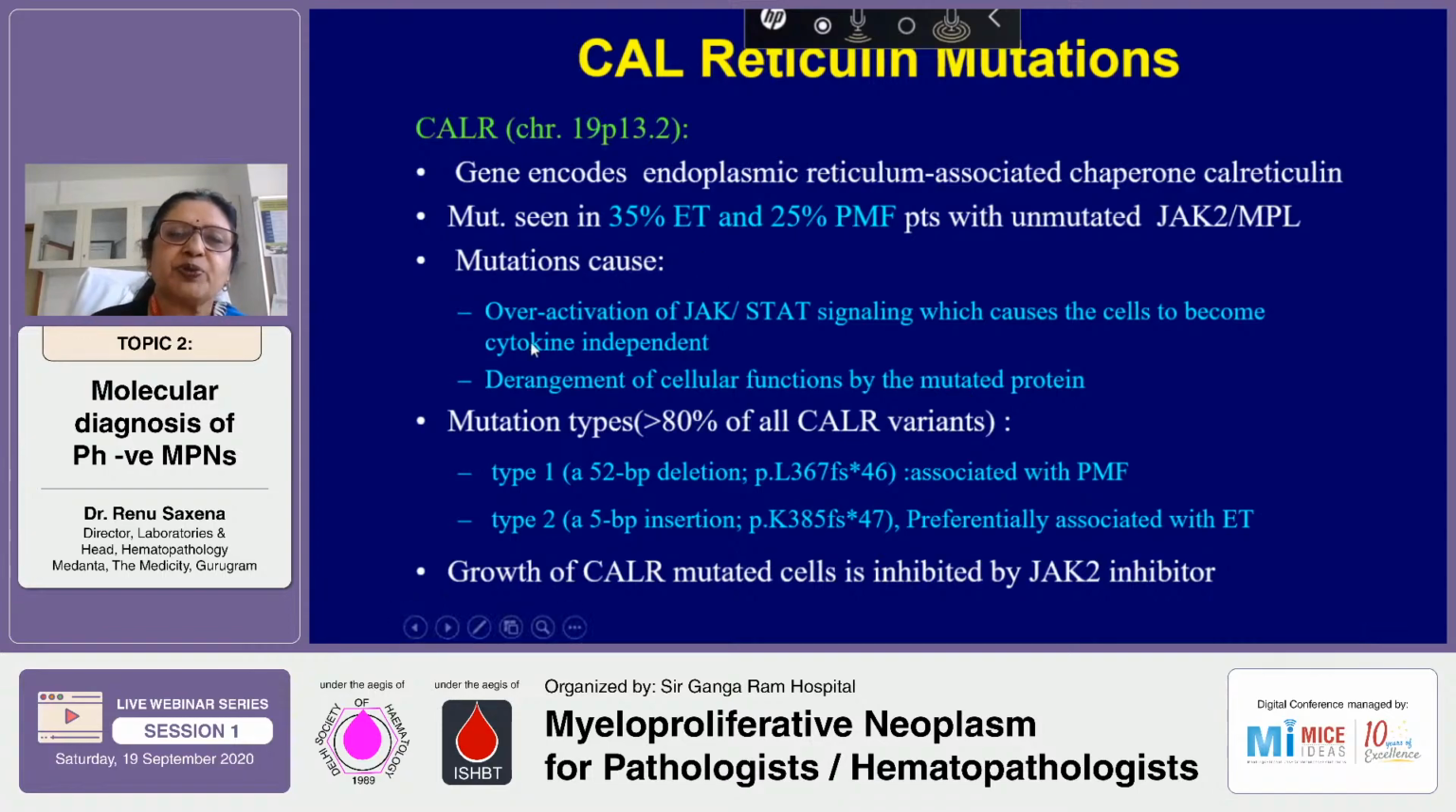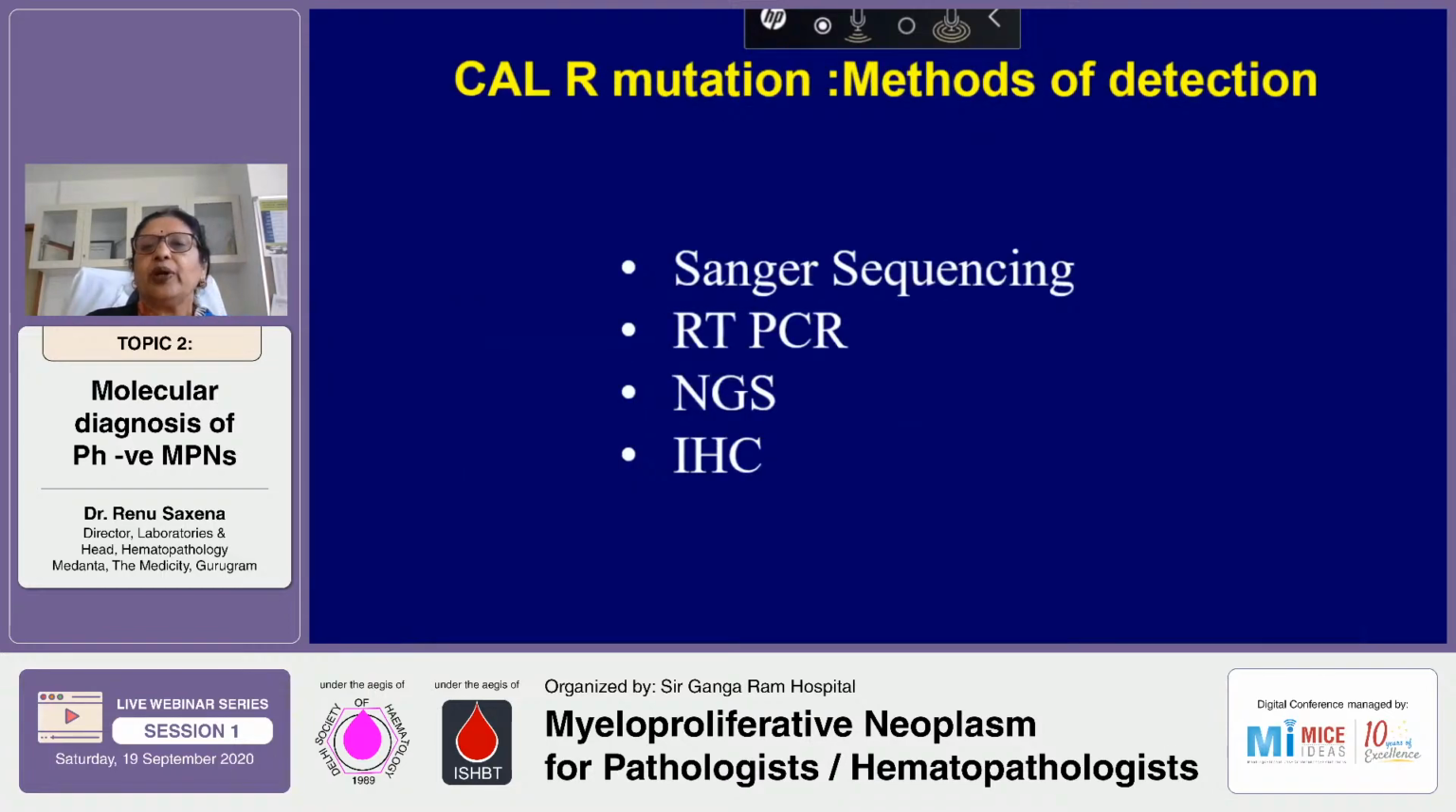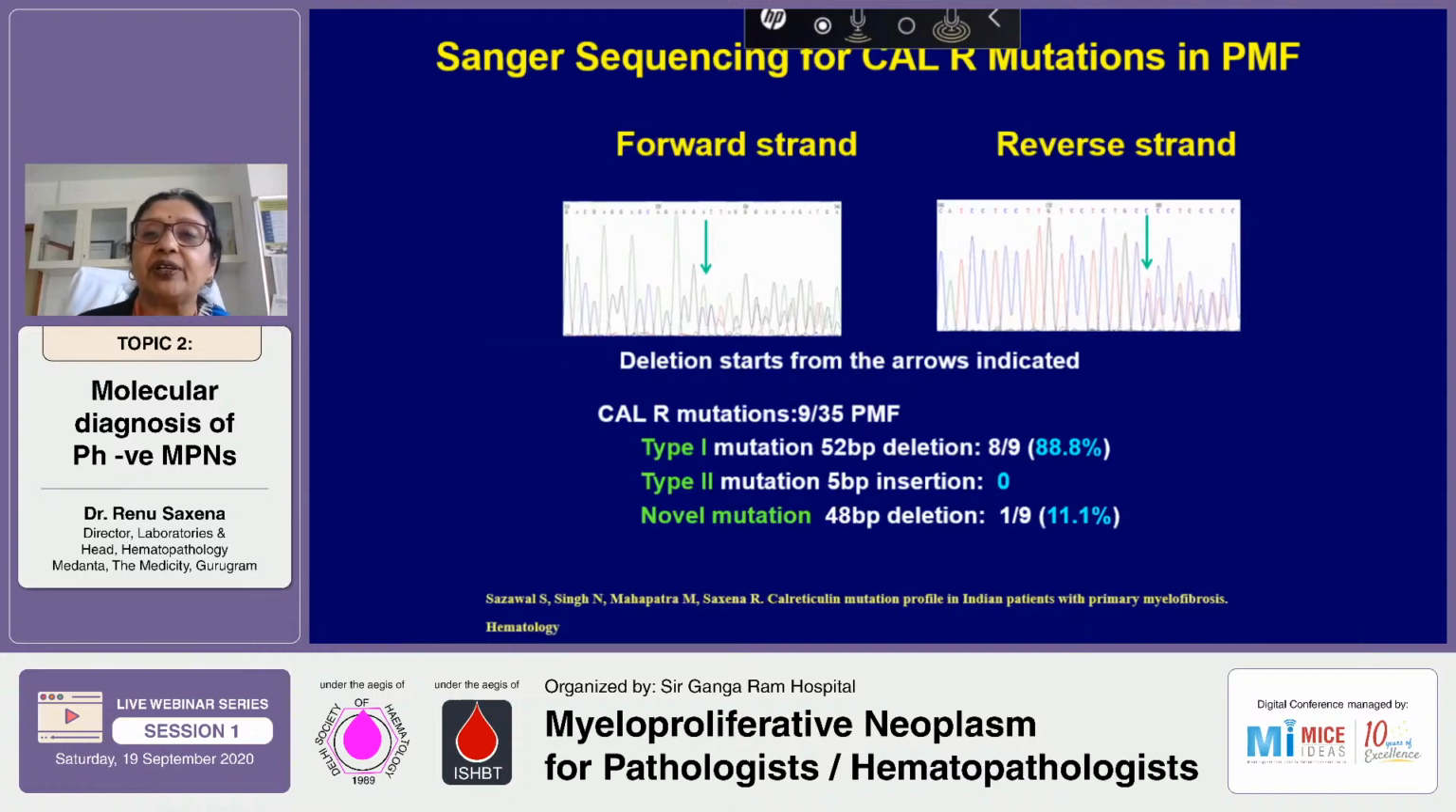Now we have two types of CALR mutations. You have type 1 and you have type 2. Type 1 is more often associated with PMF and type 2 is preferentially associated with ET. And these two types constitute more than 80% of all CALR variants. So what are the methods of detection of CALR mutation? We used to do it earlier by Sanger sequencing. Today we can also do it by RT-PCR. You can also do it by NGS, or we had a thesis by one of our students where we could even demonstrate it by IHC. So it depends whatever equipment you have.